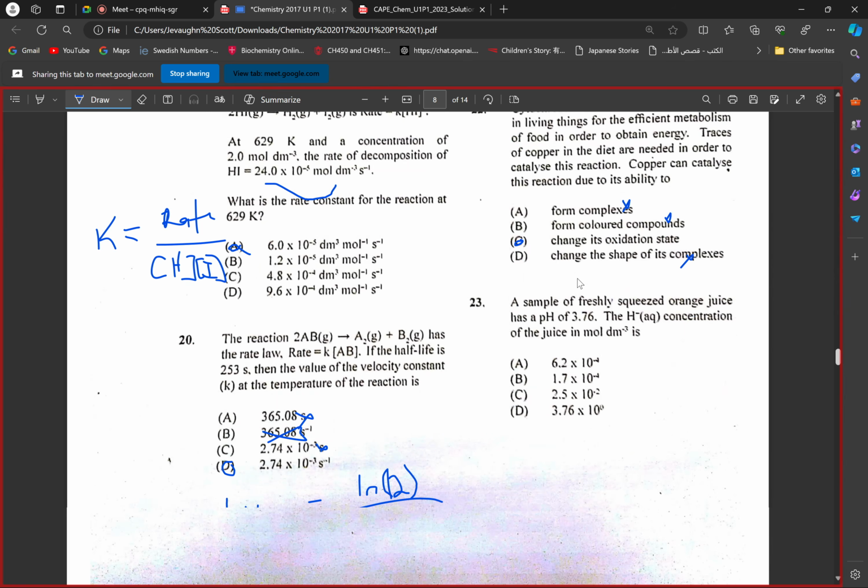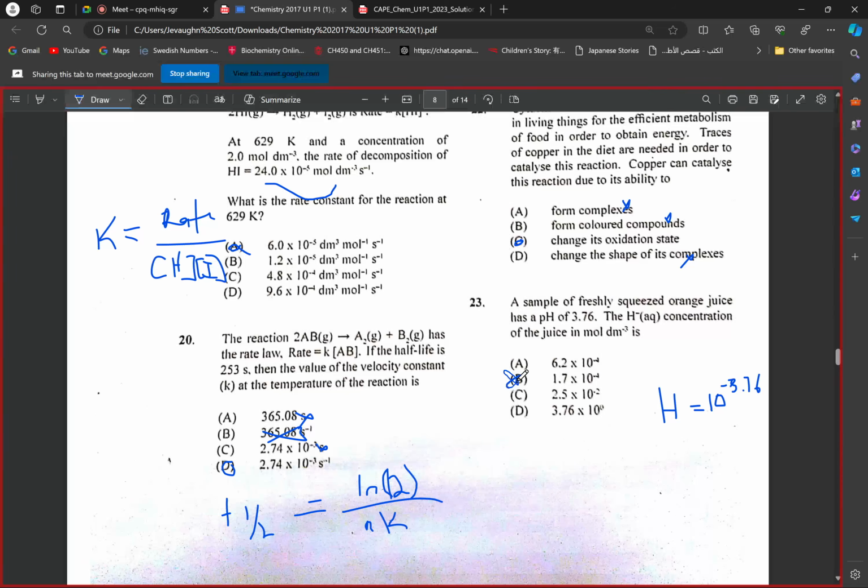So the sample of freshly squeezed orange juice has a pH of 3.72. What is the hydrogen ion concentration for this? Hydrogen concentration is equal to what? 10 to the power of negative 3.72. Lovely. What is the answer? So we take the anti-log. Let me do the calculation. And my calculator is telling me that B is the answer.